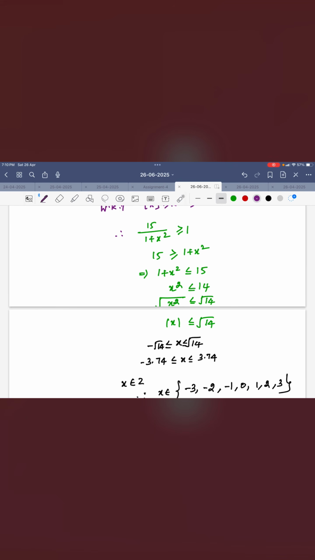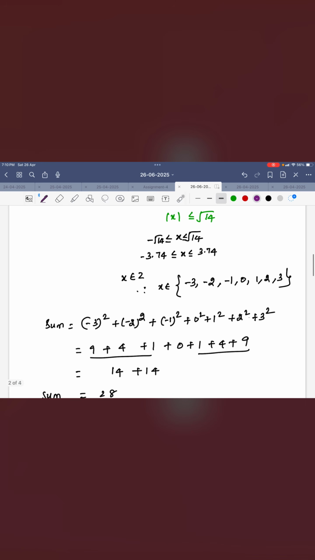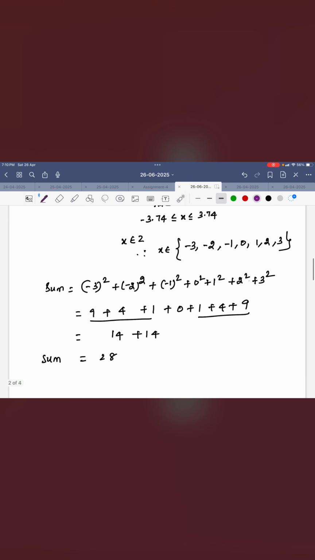What are the integer values there? You can see minus 3 to 3 is there. What they're asking is the sum of the squares of the integers. You can square it and add it, all the solutions. You can see the 28 is your answer.